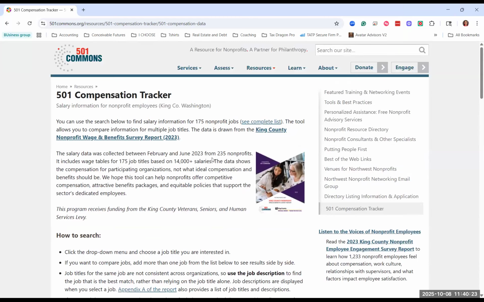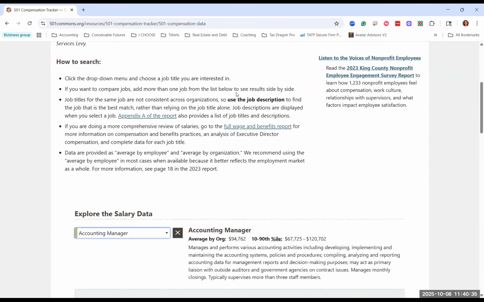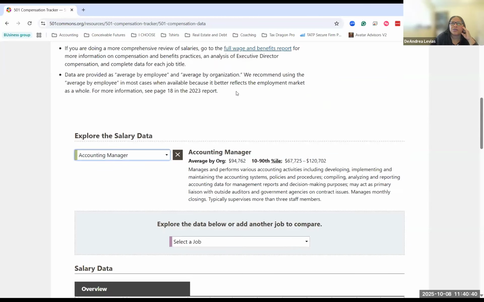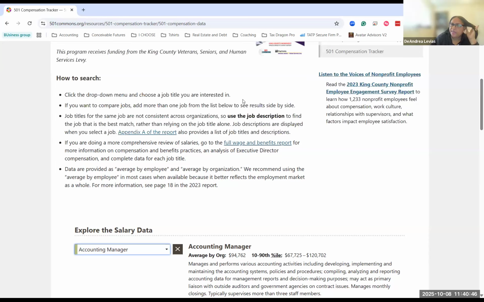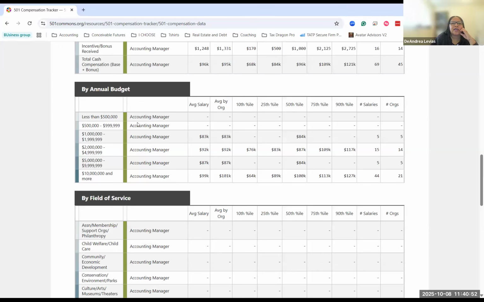I have a question. Yes. What does it mean if on the tracker you put in your budget, you have a small budget, but you got big titles and there's nothing there, like there's no data there? What does that mean? It just means that when they did the survey, they didn't get any respondents for that position at that level. Even the one that I just did, like an accounting manager for less than 500,000, you see it's all blank. That just means they didn't get any responses at that level for that job title.